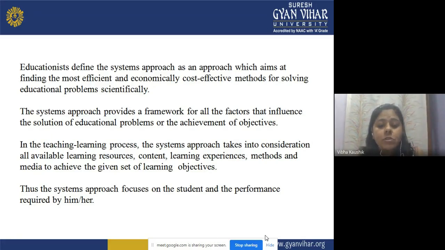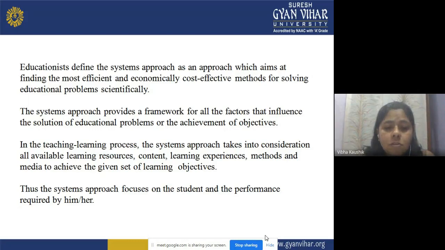We test those hypotheses on the basis of doing some experiments, and after doing those experiments, we analyze the data which we have collected through the experiment and draw some conclusions. The system approach provides a framework for all the factors that influence the solution of educational problems or the achievement of objectives. Now, what are all the factors? All the factors are the curriculum content, instructional materials, and evaluation. All these factors are influencing the solution of educational problems or the achievement of objectives.